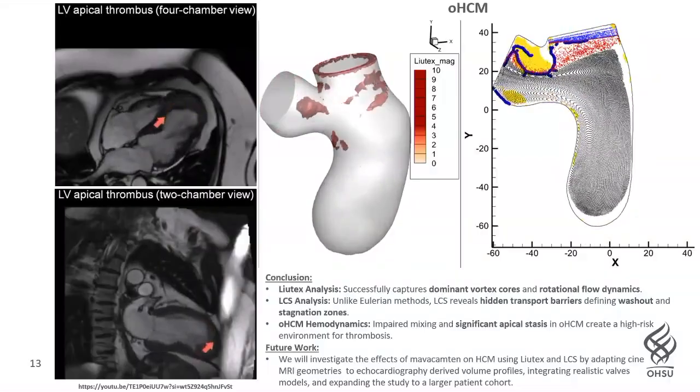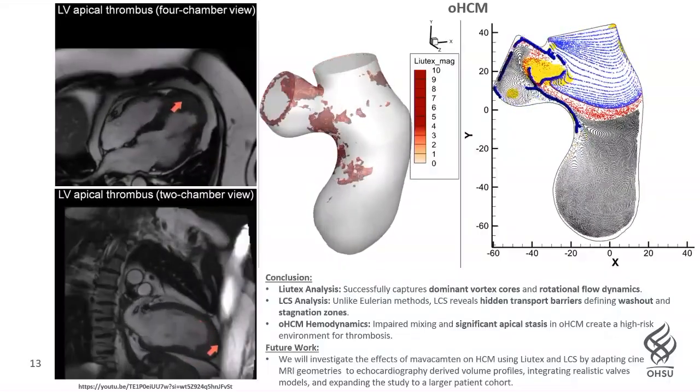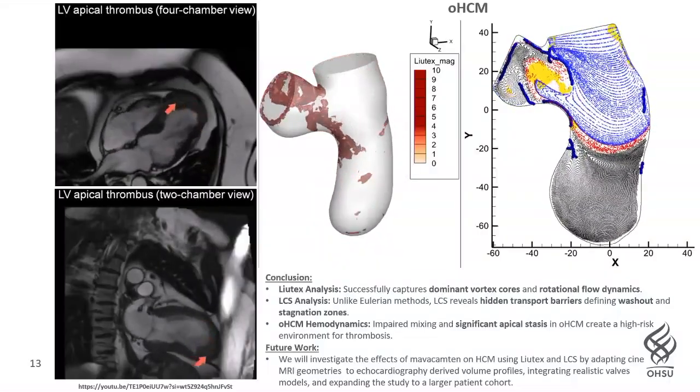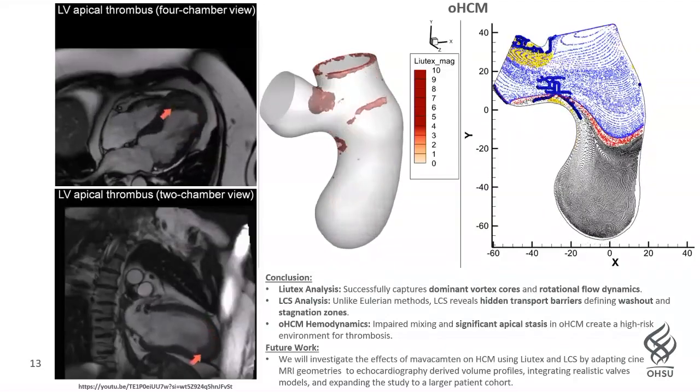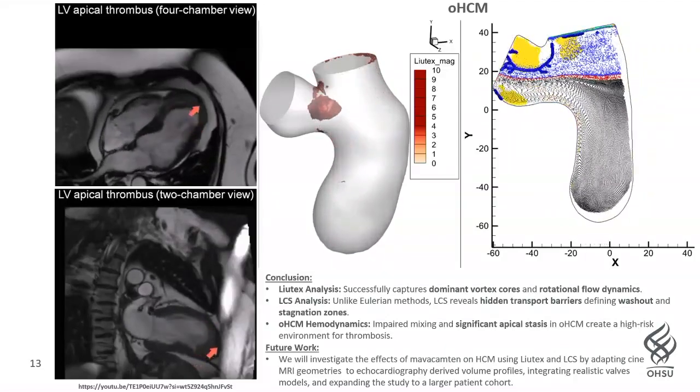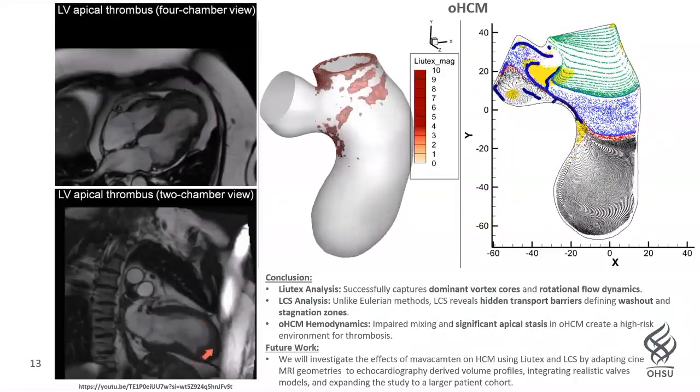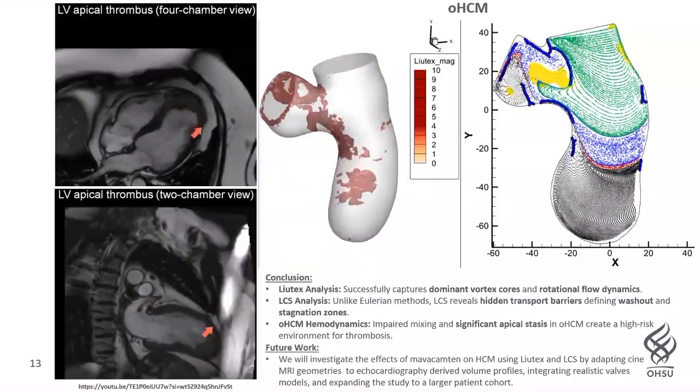This is just simplified work. We are working on much more complex analysis that will represent the realistic and physiologic flow in the future. And then we can also increase the number of patients.